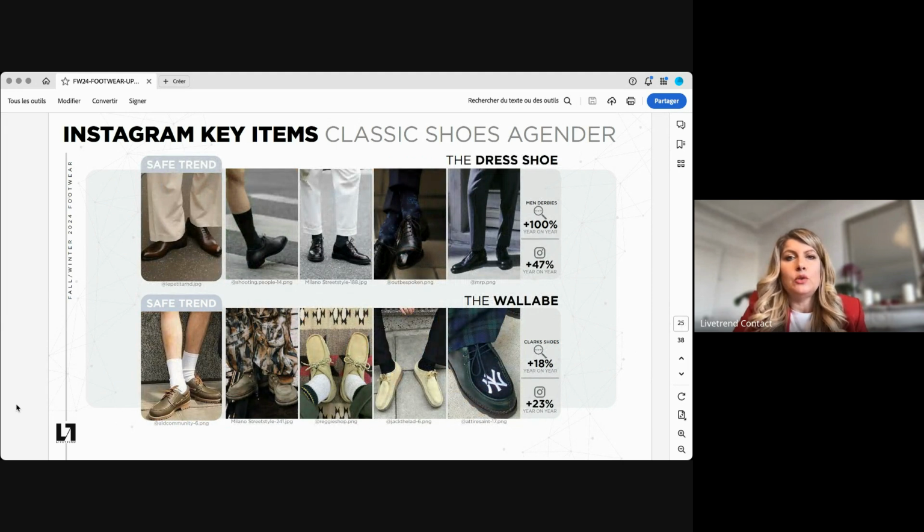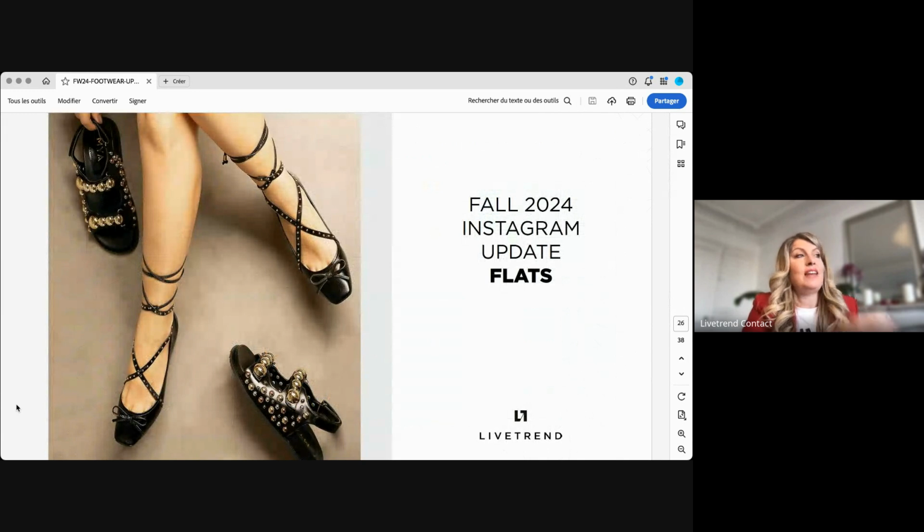And then let's have a look also at these other styles. For example, the dress shoe, the derby shoes, is very important, and the search for men's derbies here is quite high. And the wallaby or the boat shoes in general are still a strong and stable trend, with a 33% increase on Instagram. And we can highlight also some different brands that clients are looking for, as you have seen Miu Miu on top for boots, and here Clarks for the wallaby. And then let's have a look at flats.